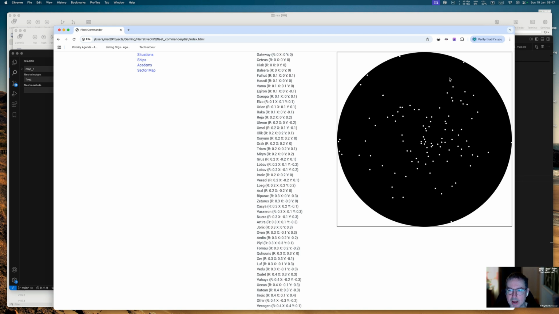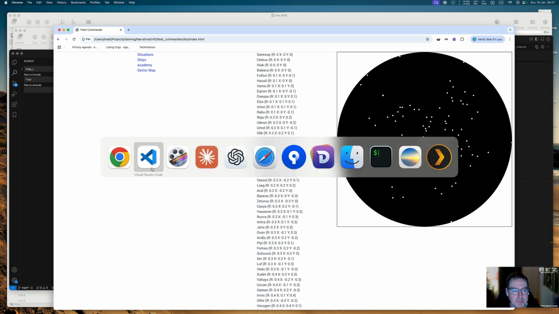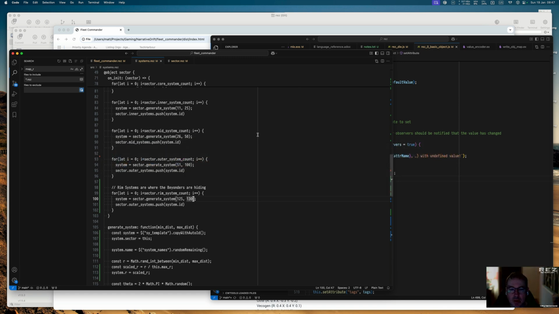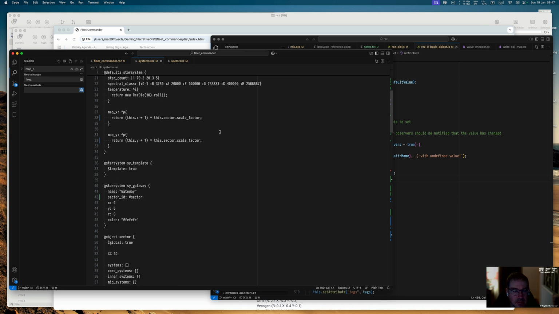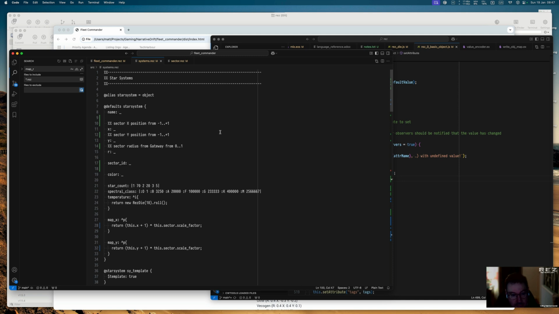But I'm not unhappy now with how that's being plotted. We've got these systems on the outside edge, so that's pretty good. So my next thing to focus on is going to be stars, I think.